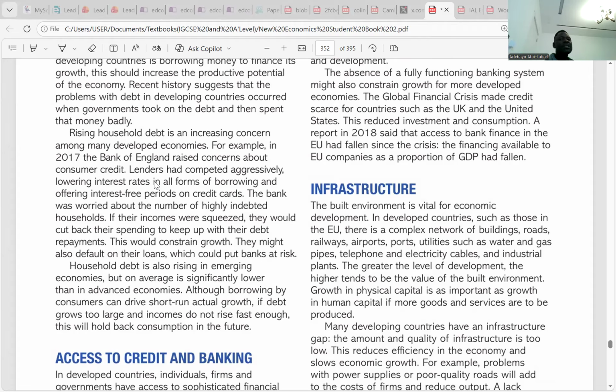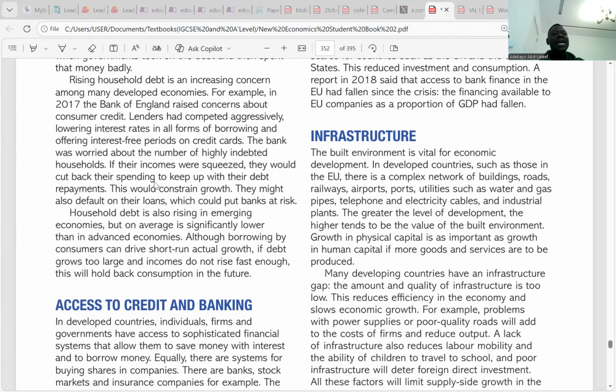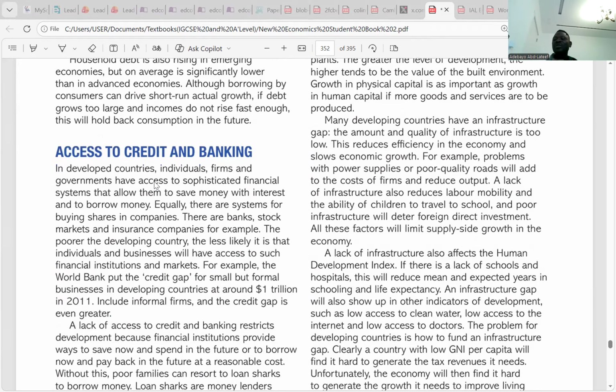So that's about developed countries. Developed countries don't have problems about governance. They have problems about increasing credit of households, which is a deliberate attempt of banks wanting to have more customers. And to have more customers, they have to make credit available to attract customers. I think it's clear. So another factor we need to talk about is access to credit and banking. So access to credit and banking is also a factor that might hinder the growth and development of an economy.